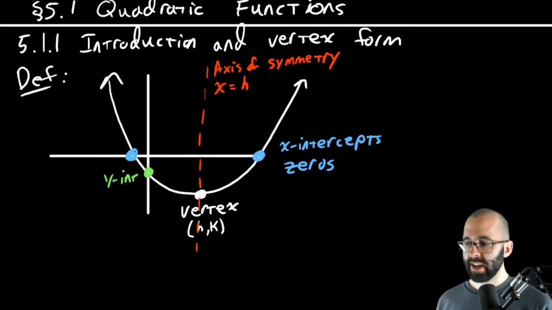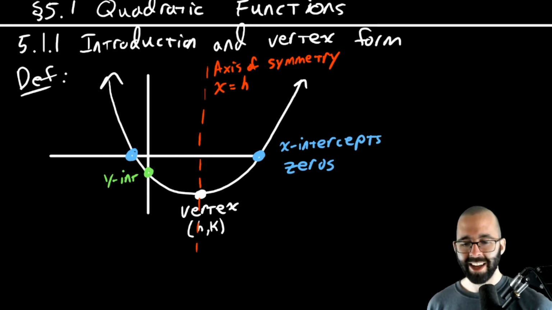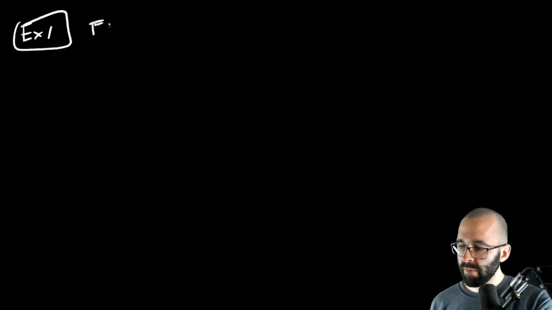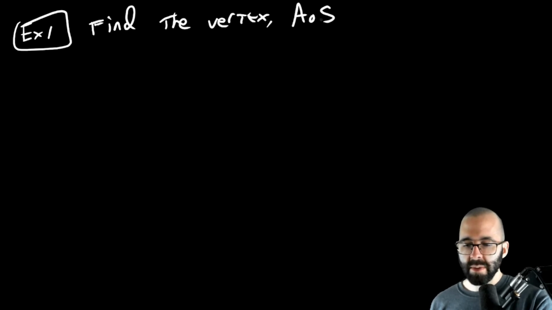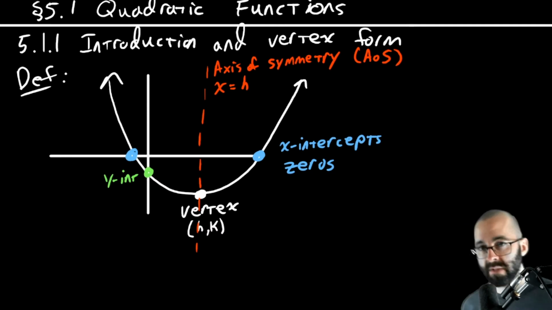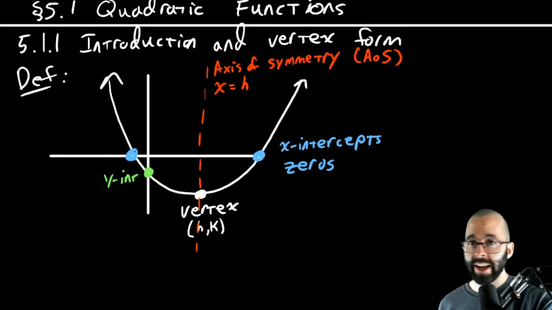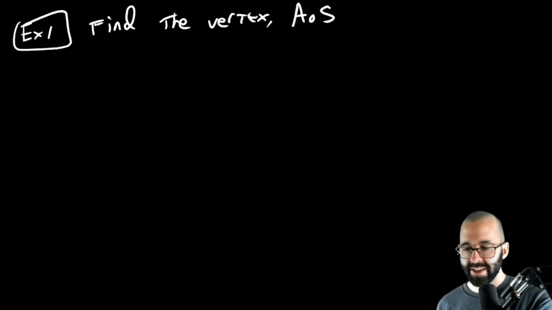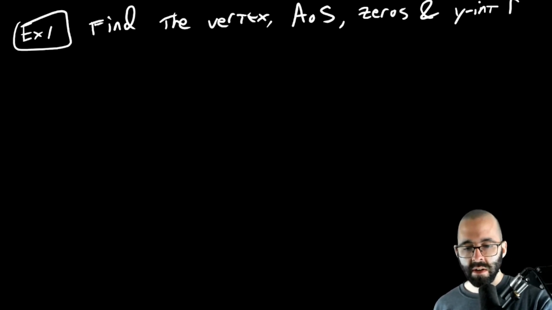So let's do a little experimentation, whatever English word you want to use, and try to use it correctly. Example 1. Find the vertex, the axis of symmetry. I should have mentioned that on our definitions page. Axis of symmetry, I'm going to be abbreviating A.O.S. Never writing axis of symmetry again, at least not in this video. Find the vertex, the axis of symmetry, the zeros, and the y-intercept for the following problems.